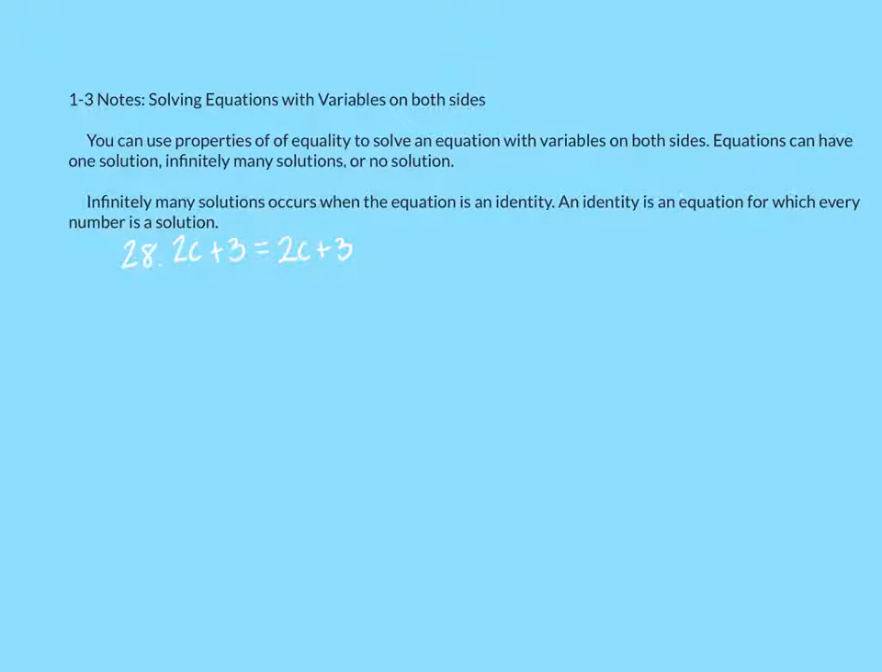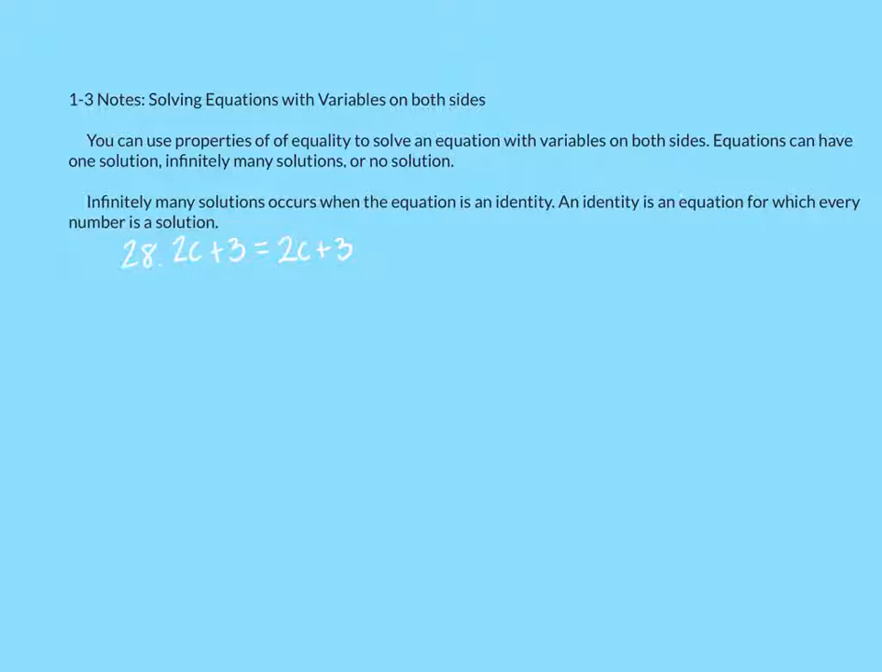Today we're going to look at 1-3, which is going to be on solving equations with variables on both sides of the equal sign. In 1-2, we looked at solving equations with one variable on one side, and now we're going to look at equations with the same variable on both sides. The nice thing about equations with variables on both sides is that you can use properties of equality to solve them.